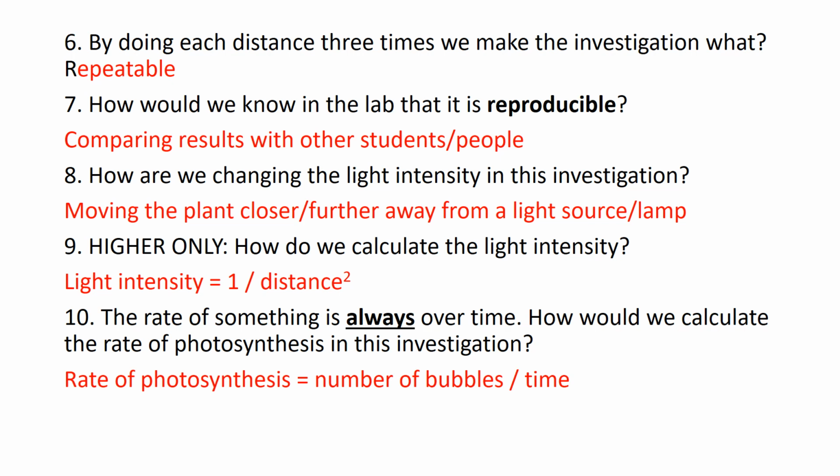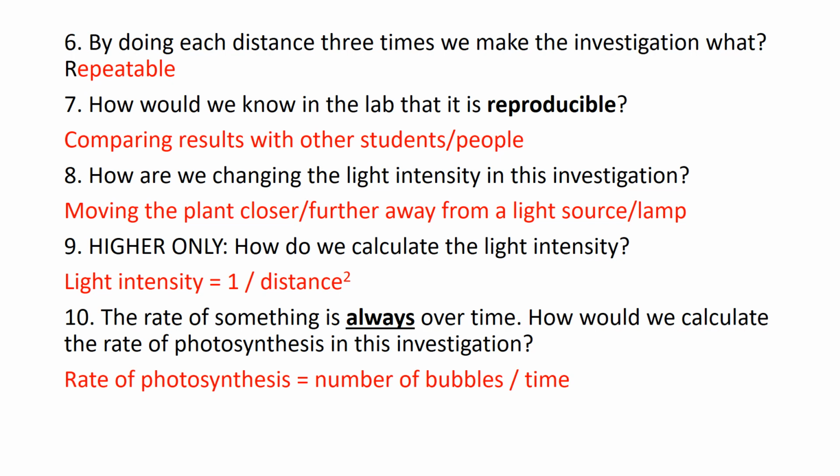Question number 7, how would we know in the lab, so if we were doing this in the classroom, that it is reproducible? We would do that by comparing with other people's results. Reproducible and repeatable are also important words in the how science works, the science skills section. Repeatable is about you doing it and getting the same results. Reproducible is about other people doing the same investigation and also getting the same results.